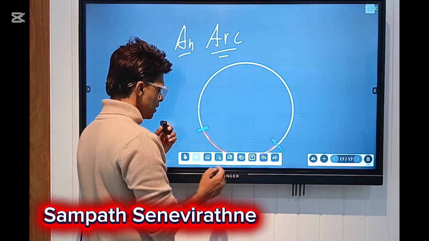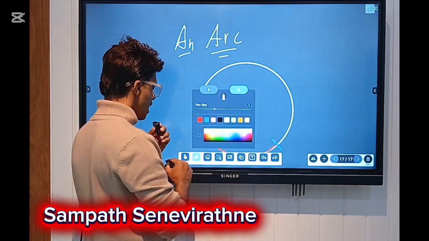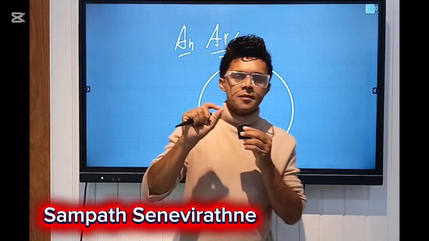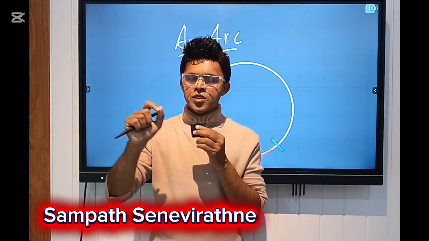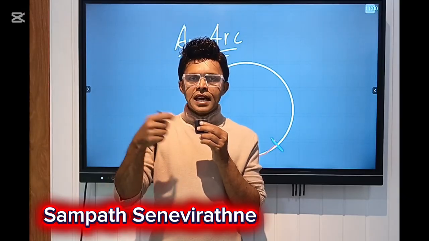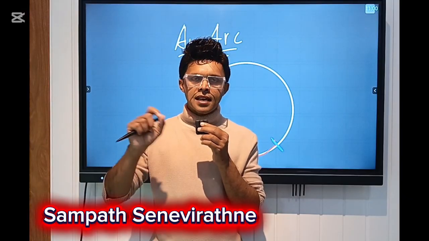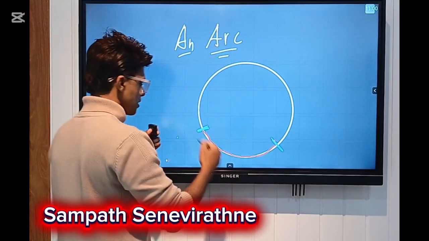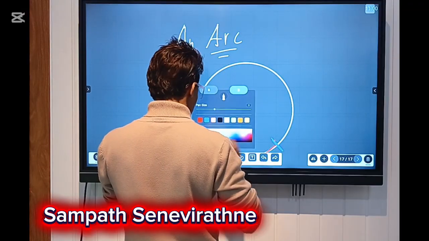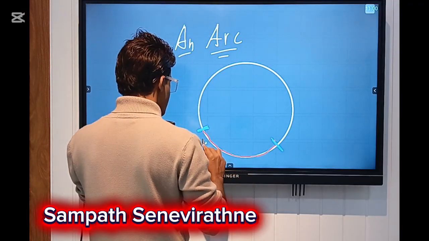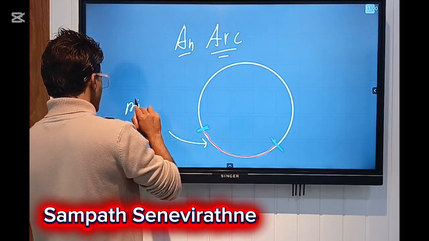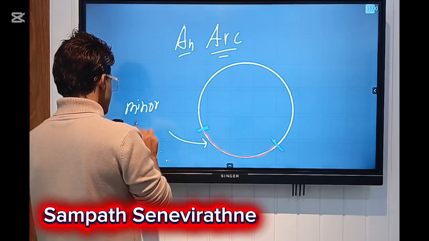This is an arc, and also an arc is a part. When you cut a part of the circumference of a given circle, then that can be realized as an arc. Okay, so this is an arc. This arc can be named as minor arc. This is minor arc.